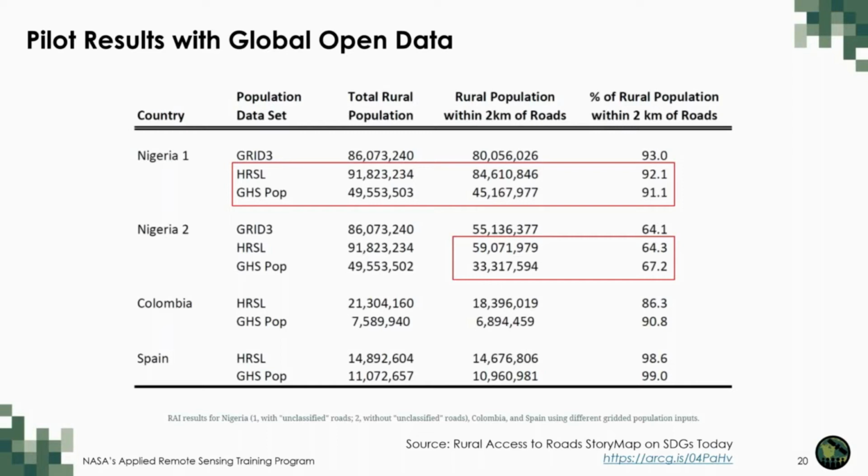We also tested Nigeria using 2 different OSM road selections and saw the first indication of how different the results could be, depending on which F classes were included in the definition. Adding just one additional F class, unclassified roads, resulted in a difference in the RAI of about 25%.